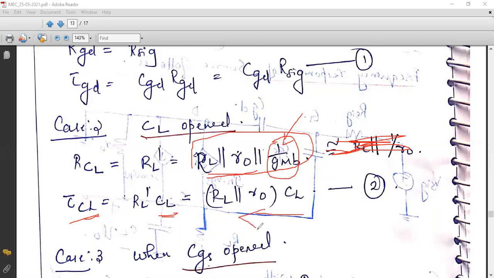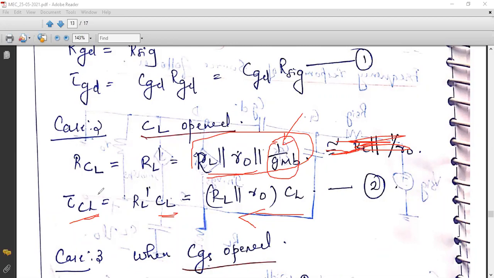You know what body effect is? Body effect means the body is separated from the source terminal and grounded. Normally, the body will be tied to the source. Otherwise, if there is body effect, the body should have been grounded separately rather than connected with the source. So in that case, you have to consider the effect of 1 by GMB as well.